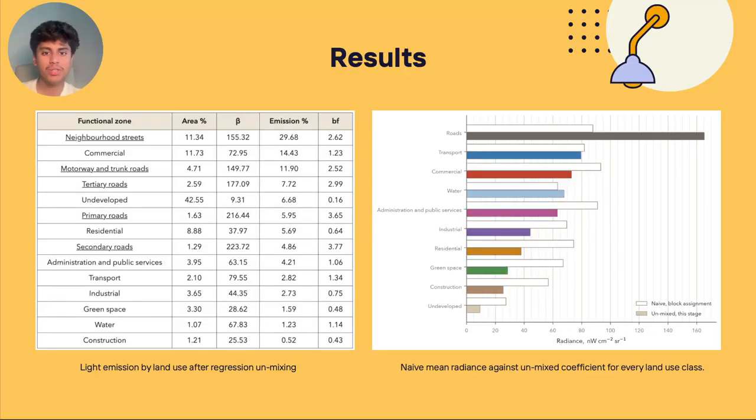With the map built, we took an average of a year of satellite night imagery to measure how bright each land use looked. We then used regression and unmixing to split the light between these classes. The figure on the right shows roads carrying the most radiance of any class even after unmixing, and the table on the left shows how neighborhood streets alone emitted the most.